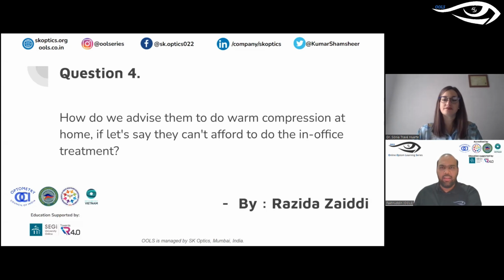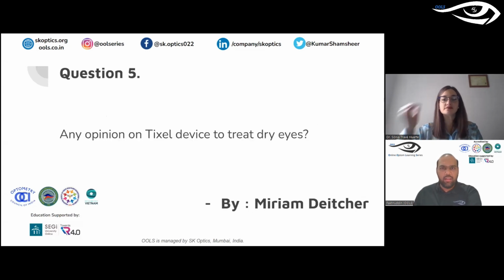Right. And in terms of the Tixel device, do you have any idea or opinion of this device in the management of dry eyes? Somebody wants to know if you have any experience on that. Yeah, so it is quite new. There's been probably one or two reports out in the last two years. There's not a lot of evidence yet. It's one of those new technologies that we might expect.